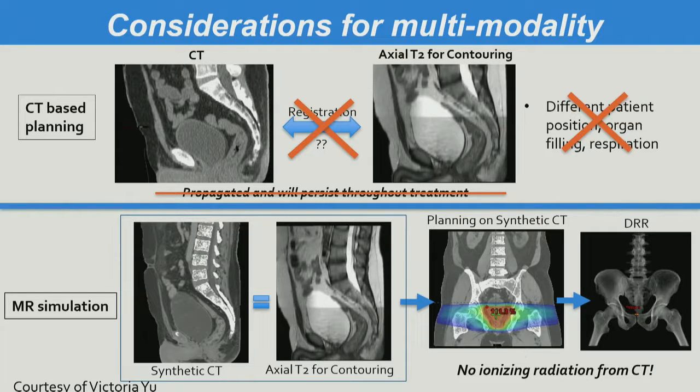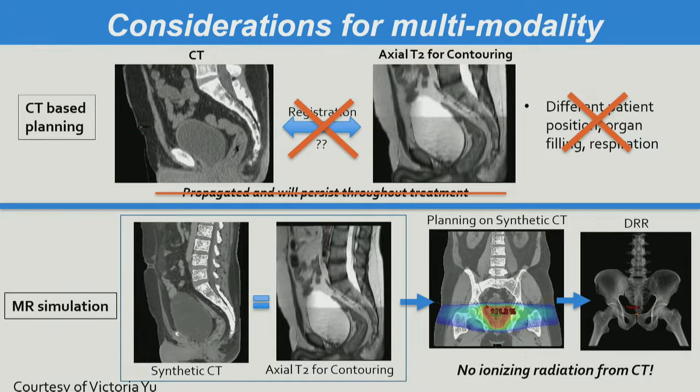But between the CT and the MR, the patient might be in different positions. There might be organ filling, respiration changes, and general anatomical changes. And there can be errors that will get propagated through the treatment planning and, of course, throughout the treatment.